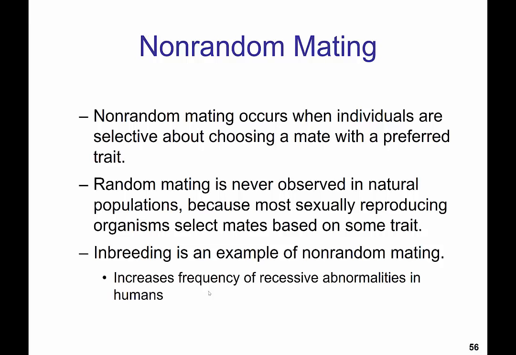Inbreeding is an example of non-random mating as well, and this increases frequency of recessive abnormalities in humans. We saw this earlier with closely related individuals in which recessive traits show up more frequently.